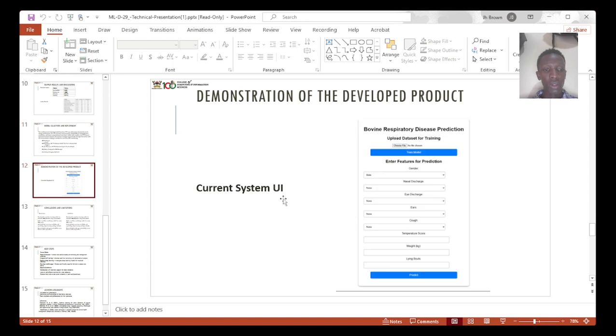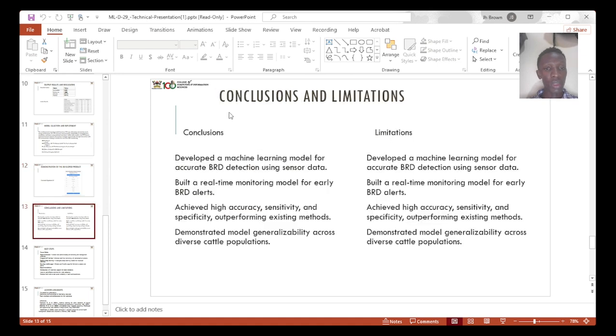And this is the UI that we have so far. This is where it has the input for the dataset. After training, it gives you a comment that it has trained. Then you enter the variables. Later, when the predict button is clicked, it gives a comment here on whether you should intervene or not.